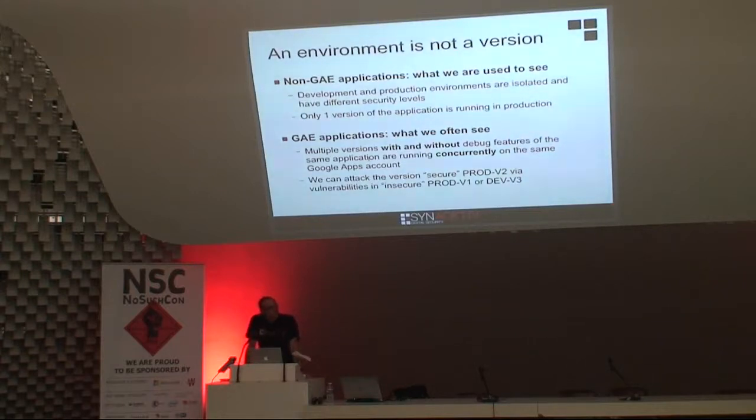Okay, so here is another aspect of the infrastructure of Google App Engine, which is the difference between an environment and a version. In the classic world, we have at least two environments: a development environment and a production environment. Development is supposed to be not secure or kind of secure, and production is supposed to be the secure version. There is one point, which is that we only have one version of the application running on the production side. We may have several versions which are deployed, but only one will be running.